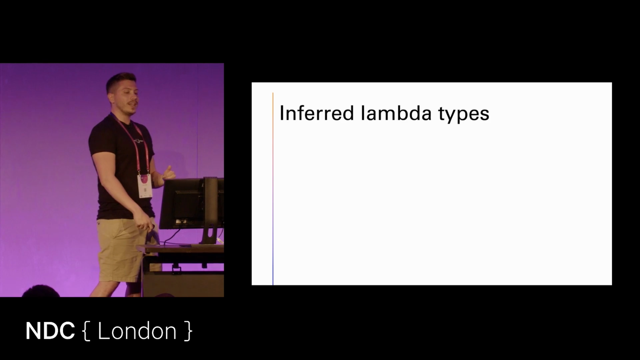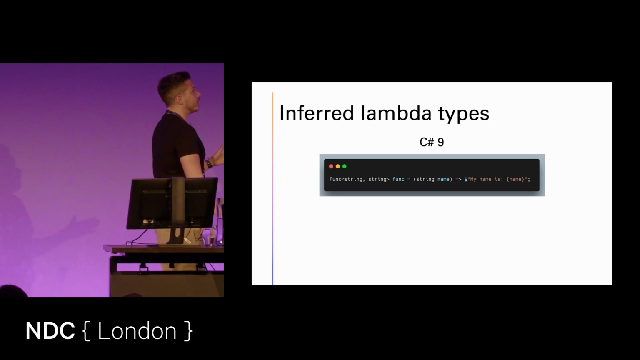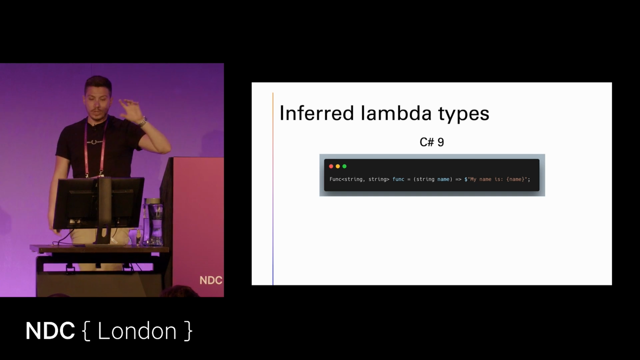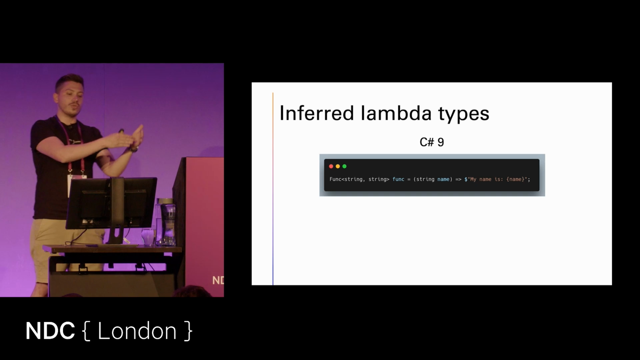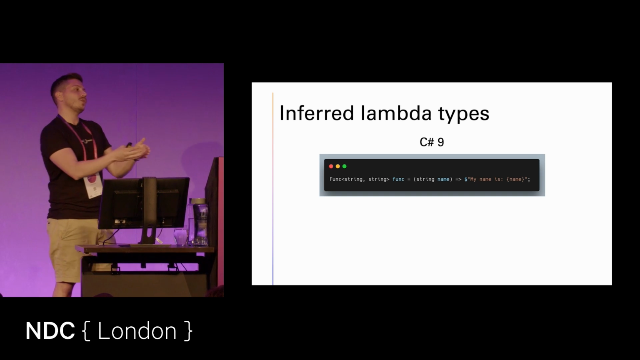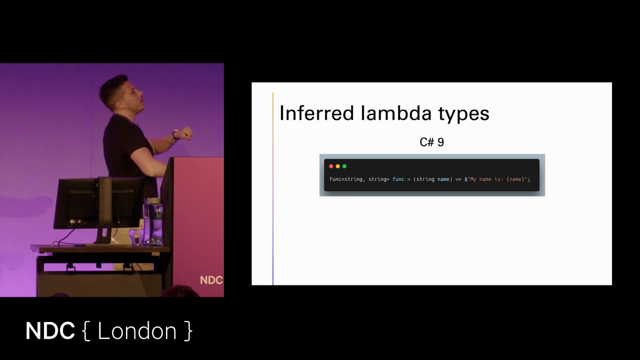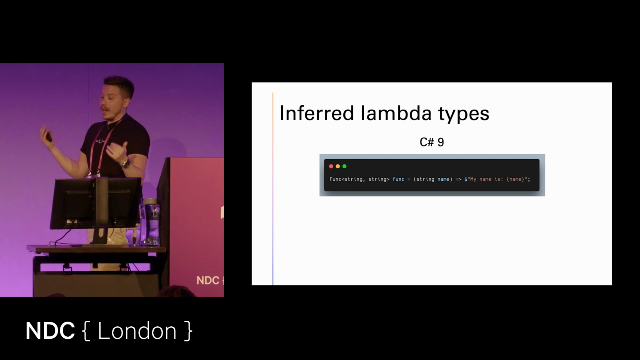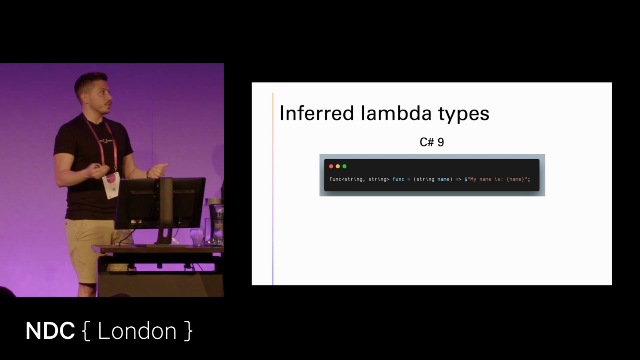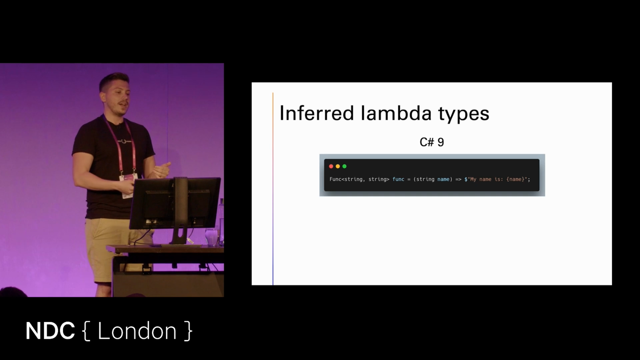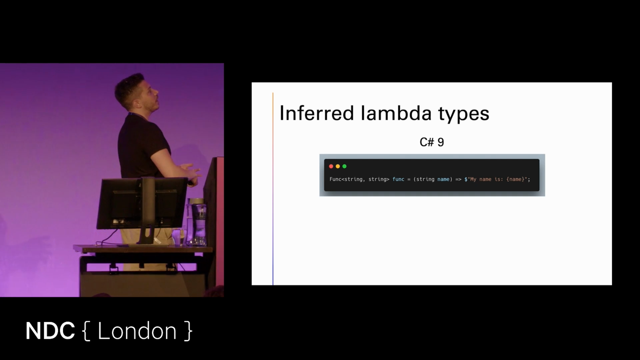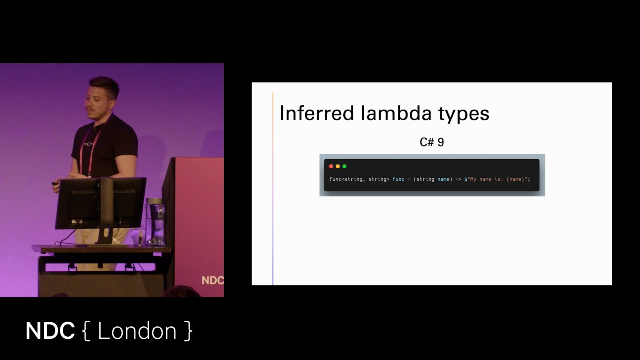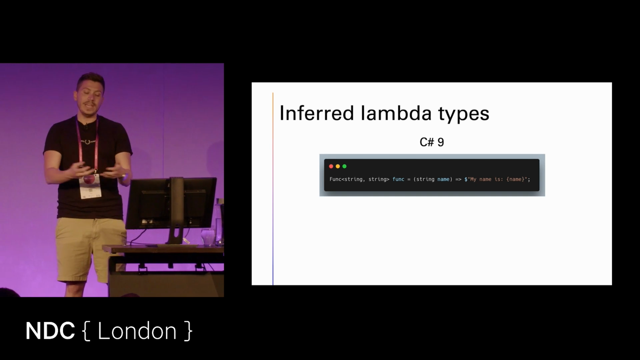Also, inferred lambda types. Until C# 9, the compiler here has all the information it needs to determine that this is a function that accepts a string and returns a string. But if you try to do var or try to maybe inline this lambda somewhere, the compiler will be like, I really don't know what this thing is supposed to be. Can you please specify it? And you either had to cast it or create a new Func of something. So it was a bit frustrating, and there wasn't really need for them to make it be inferred.